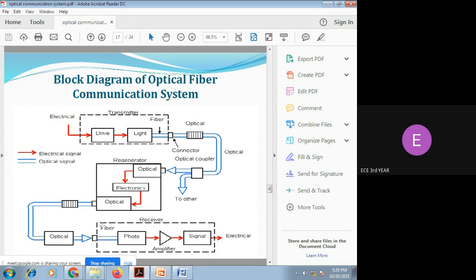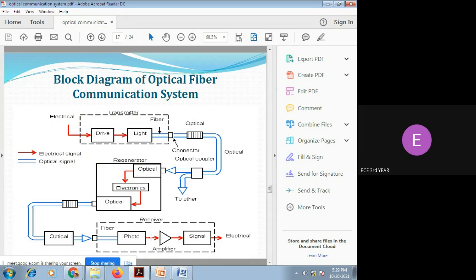This photo detector block may be a PIN photodiode or an avalanche photodiode, depending upon the cost constraint, the application, and your design requirement. Based on the choice, we use either a PIN photodiode or an avalanche photodiode. This diode will convert the light signal to an electrical signal.